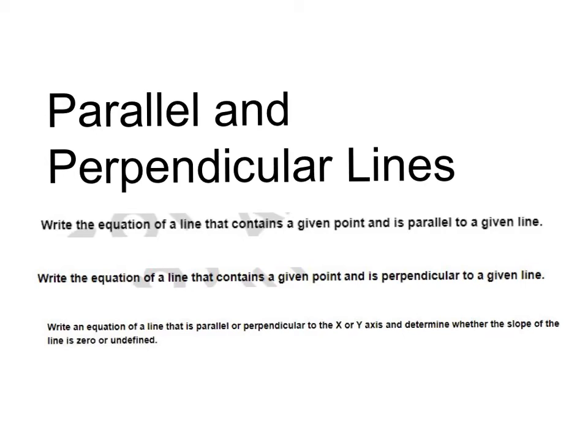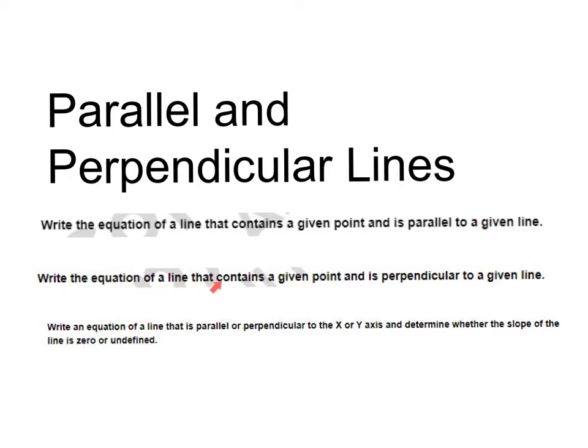In this video lesson, we're going to be looking at parallel and perpendicular lines. So we're going to need to be able to write an equation of a line that contains a given point and is parallel to a given line. So this is just like writing an equation where you're given a point and a slope. But our slope is going to come from our understanding of a parallel line to another given line.